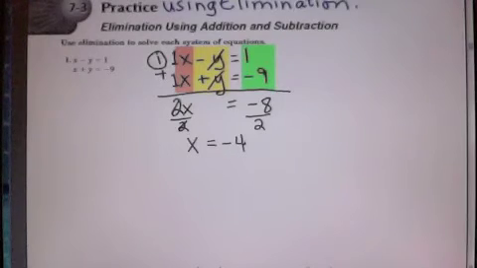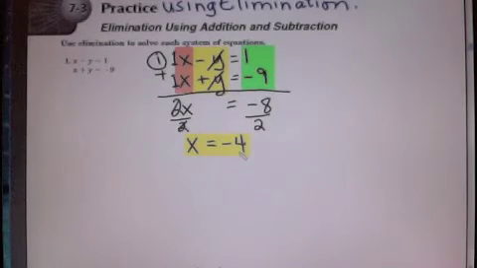So since I know that x equals negative 4, I can take that and substitute it into either one of these equations. Since I know the value of x is negative 4, I can substitute the negative 4 for x in either one of these equations and solve for y. So I'll just start out with the first equation, and let's replace x with negative 4. So instead of x, I'm going to write negative 4 minus y equals 1.